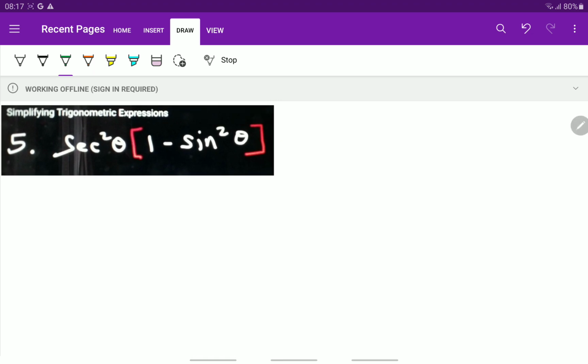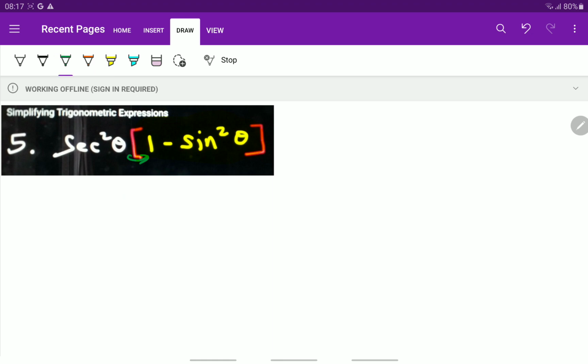Simplify this expression. Secant squared theta multiplied by 1 minus sine squared theta. As I said, you're supposed to examine everything. This looks oddly familiar, doesn't it? 1 minus sine squared theta.